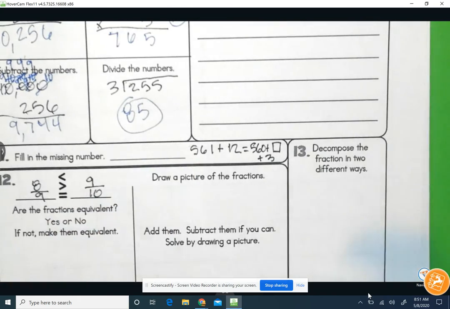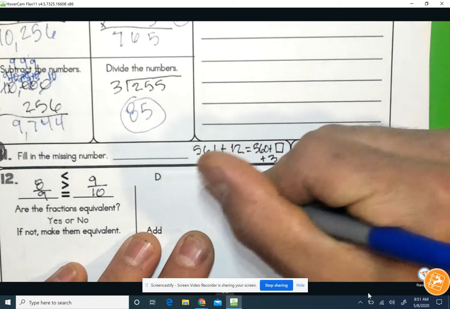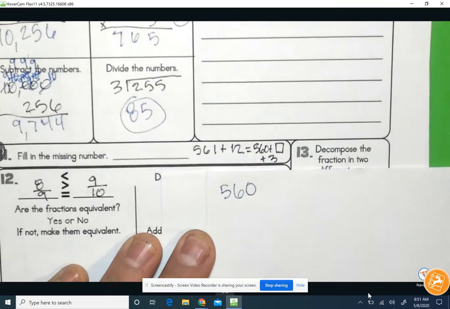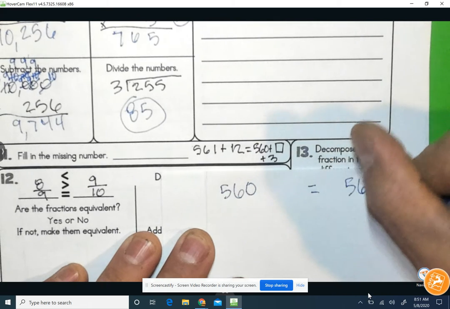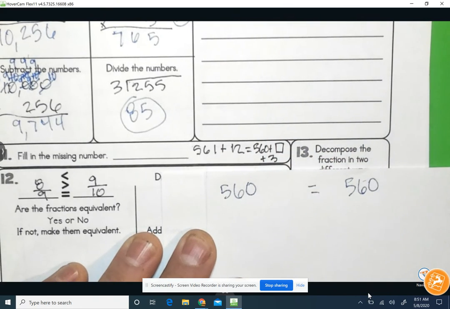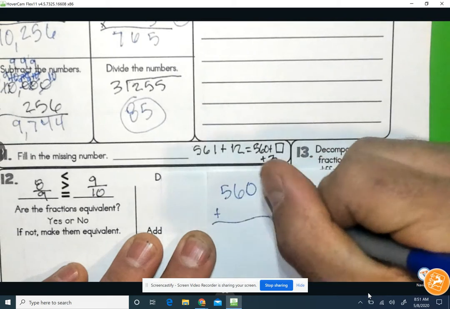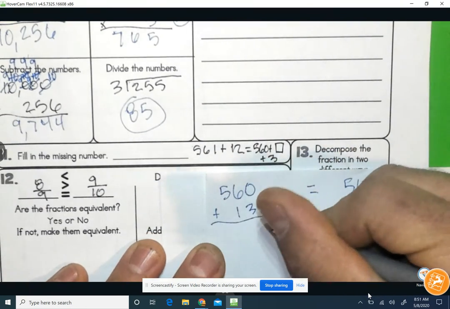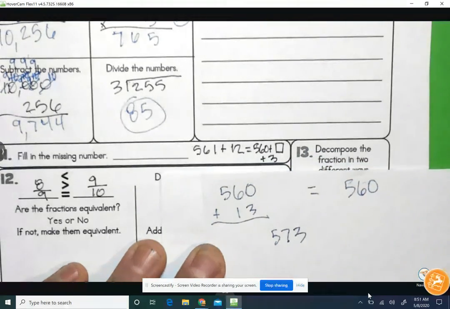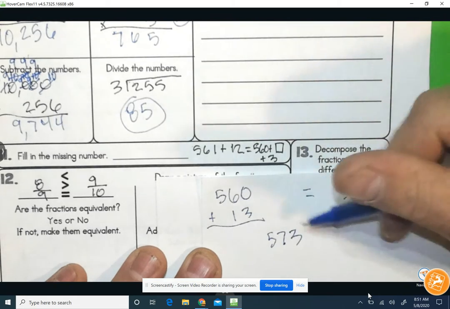I'm saying, hey, instead of 561, why don't we make this 560, okay? And then on this side of the equal sign, we'll keep it 560. And when we do that, we have this 1 in the ones place left over, okay? And we have the 12. That means that we are adding 13 to 560. We do that, we get 573. Or another way, 561 plus 12 is 573.